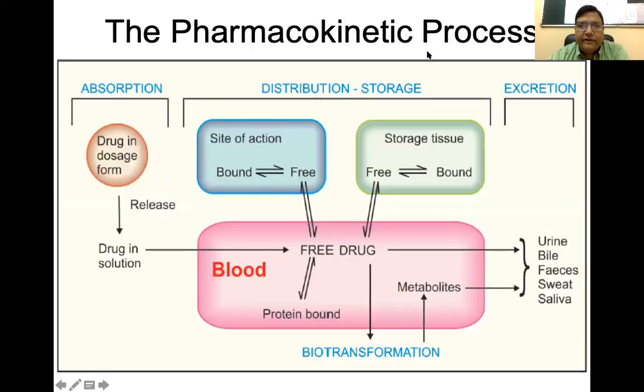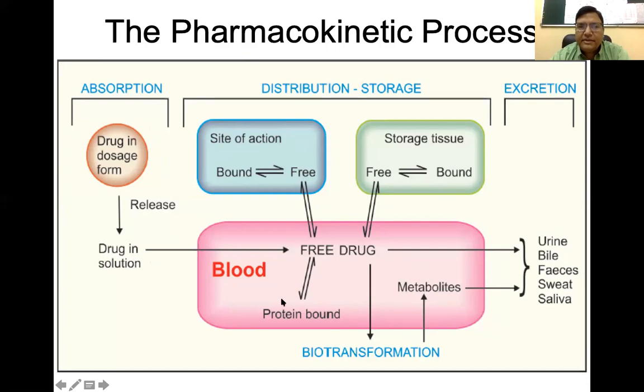The different phases which a drug has to undergo: first, the drug is absorbed. From the dosage form, the drug mixes with the GI secretions and a solution of drug is formed. Then this solute is absorbed either from the gastric mucosa or from the intestine. It gets absorbed, and then the free drug reaches the systemic circulation. It is actually the free drug which produces the effect. So here the absorption phase ends.